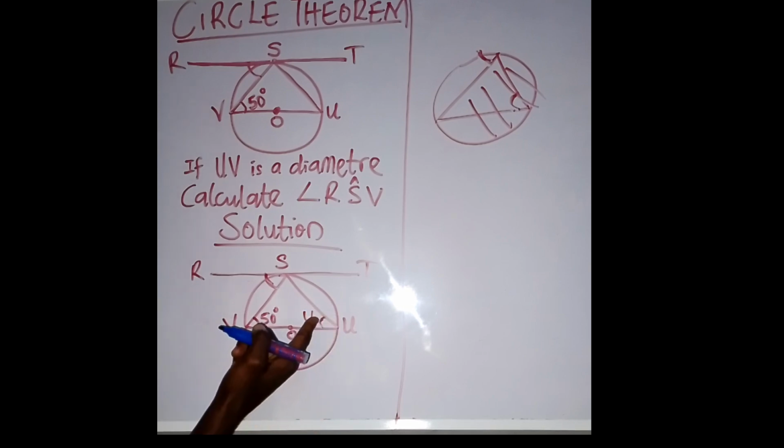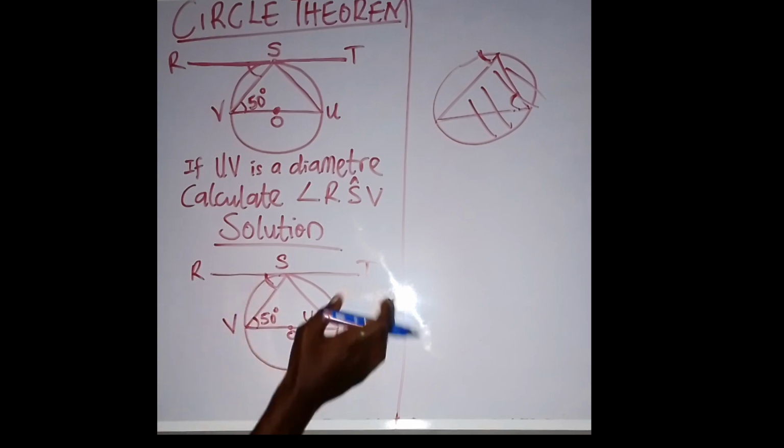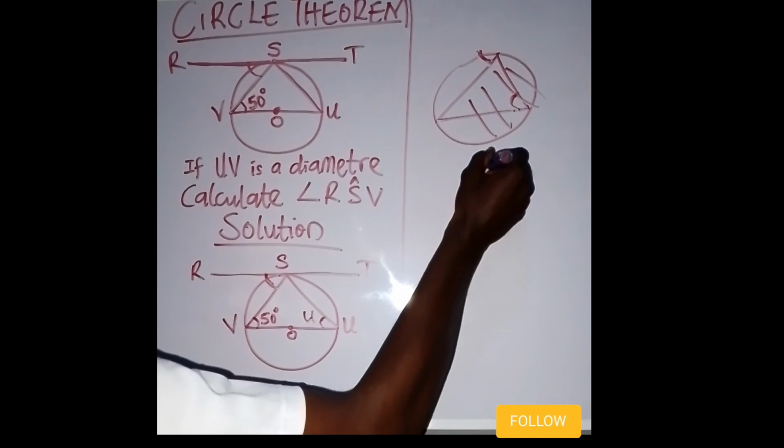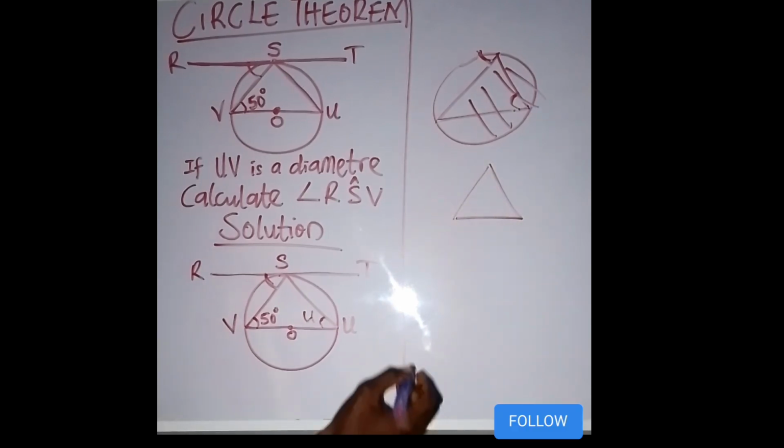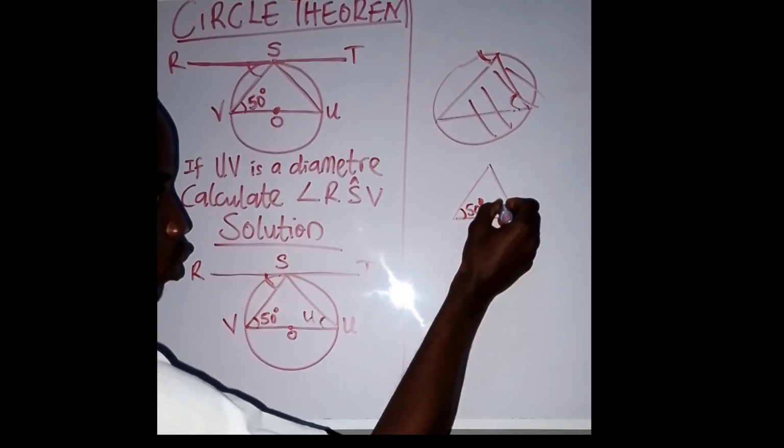If I'm naming here a U, anything I get here is the same thing as what I get here. So you can observe that I've successfully gotten a triangle in it. Let me bring my triangle. So I've gotten my triangle. This part is already given to me as 50 degrees. So this part is unknown, U.